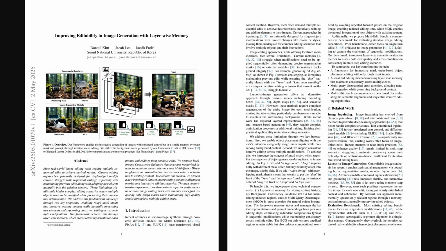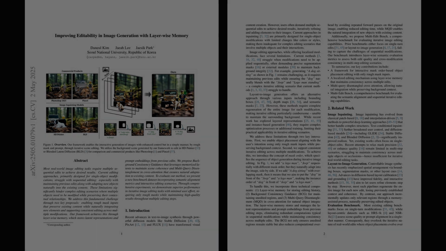We are looking at a research paper from Hugging Face's trending list, published just 5 days ago on May 2nd, titled Improving Editability in Image Generation with Layer-Wise Memory. This paper tackles sequential image editing, making multiple changes while keeping everything consistent. It proposes a framework using what they call layer-wise memory. This memory stores the AI's internal understanding of the image and text from previous edits, helping new objects blend in and the background stay coherent.